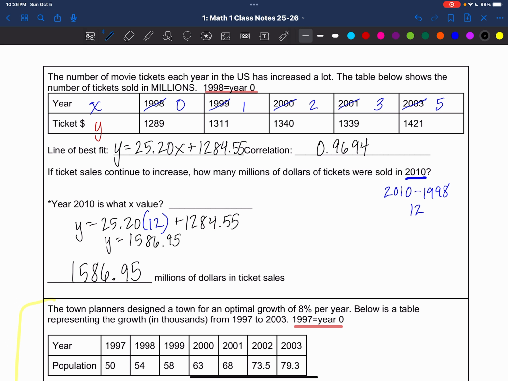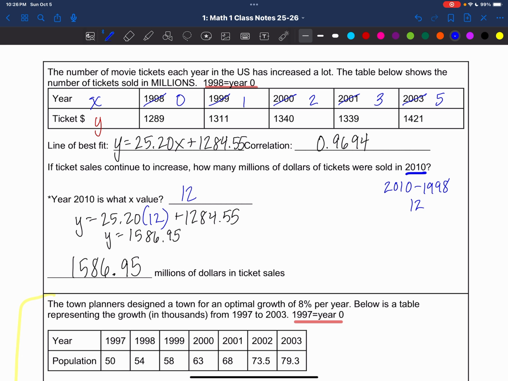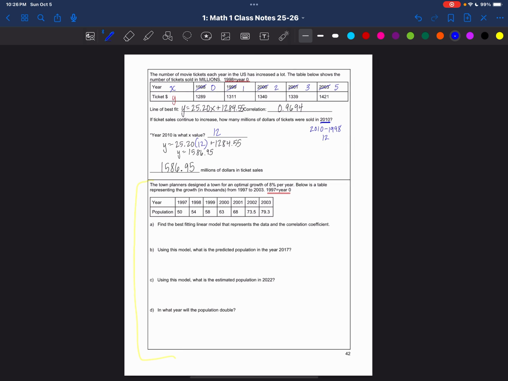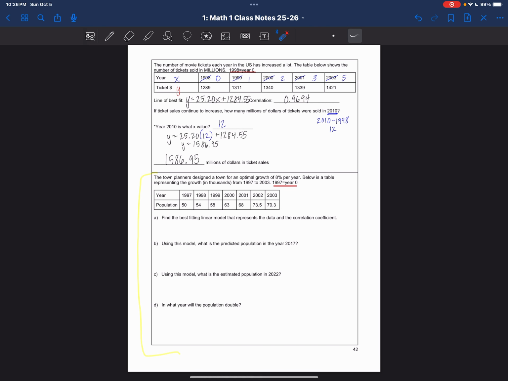All right, so, oops, I forgot to put this here. I wrote it down over there, but I did not put it here. So 12 is that. Okay, so what you're going to do is you're going to take Desmos, and you're going to enter in your table.